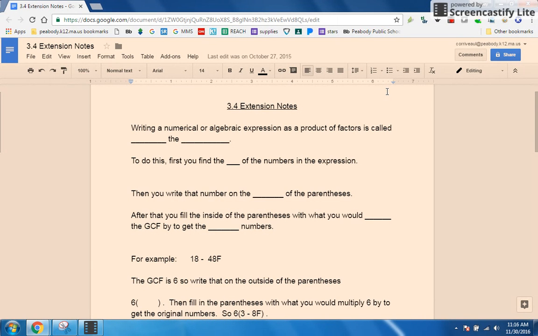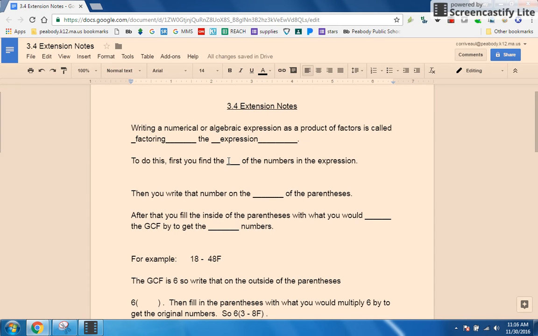So for the first part, it says writing a numerical or algebraic expression as a product of factors is called factoring the expression. So again, you can do this with numerical expressions and algebraic. If you remember, numerical expressions are the ones that only have numbers, remember NUM, and algebraic are the ones that can have letters in them, so AL for alphabet.